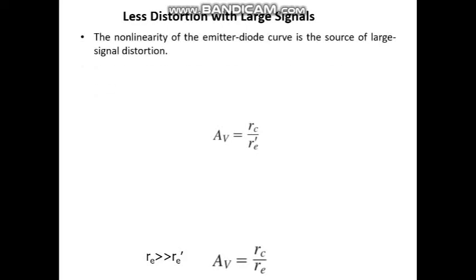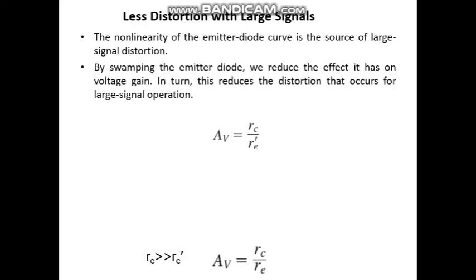Less distortion with large signals. The non-linearity of the emitter diode curve is the source of large signal distortion. We have already studied this in chapter 9. By swamping the emitter diode, we reduce the effect it has on the voltage gain. In turn, it reduces the distortion that occurs for large signal operation.